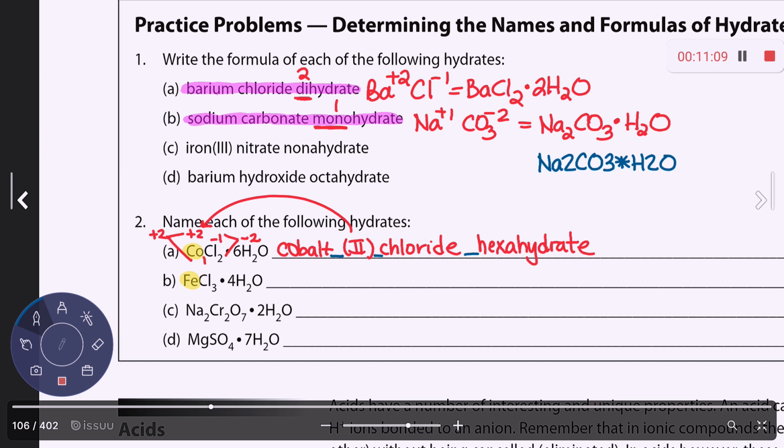So for B, I've got 3 chlorines at a -1. This is a -3 when you multiply it. I need a +3 on the other side. 1 iron would be a +3 charge like this. So this is iron, Roman numeral 3 because of the charge on the metal, chloride. And then I have 4 waters. 4 is tetra, so this would be tetrahydrate.